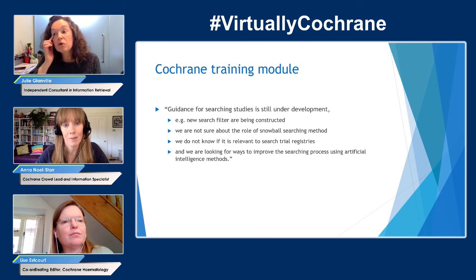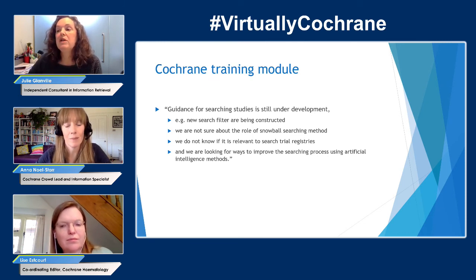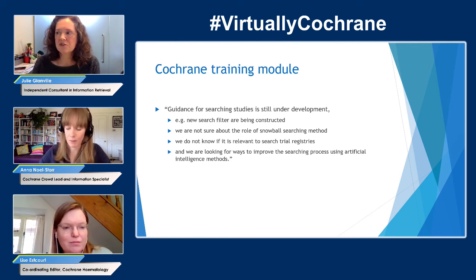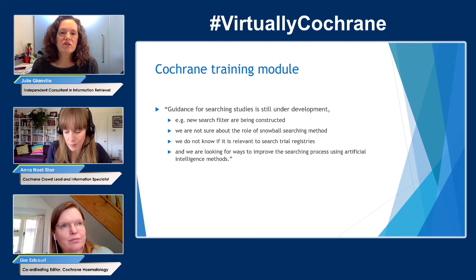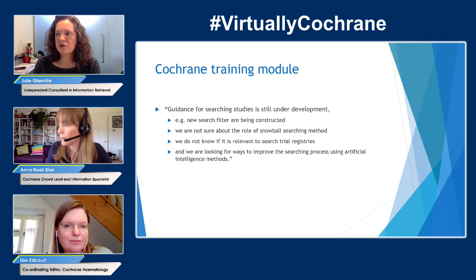The Cochrane training model is really useful in telling us what we don't know. Prognosis reviews are, as we've heard, new territory. And in terms of knowing what the best research evidence is for searching efficiently, there isn't a lot of information. There hasn't been a lot of research done so far. So guidance for searching studies for Cochrane is underway. A new search filter is being constructed. And there are questions about what are the most useful ways to search for these types of reviews.